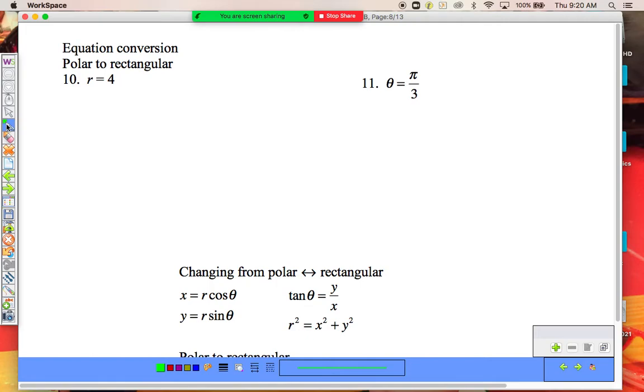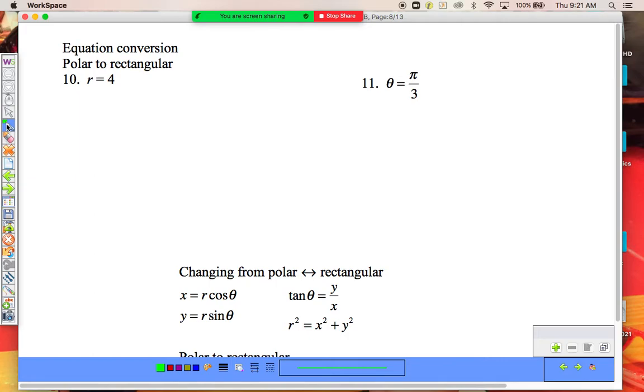All right, so we're going to convert equations, polars and rectangulars. I have r's and thetas. Number 10, I only have r's. So what I need to do is manipulate that equation, change the way it looks, so then I can do some substitution with these bottom equations to change it to our x's and y's. I'm going to manipulate this equation so I can do some substitution with another equation to get rid of the r's and thetas. So if I give you r equals 4, I need to get rid of that single r somehow to change it into x's and y's.